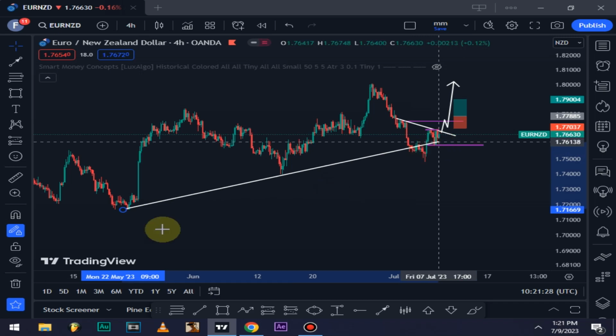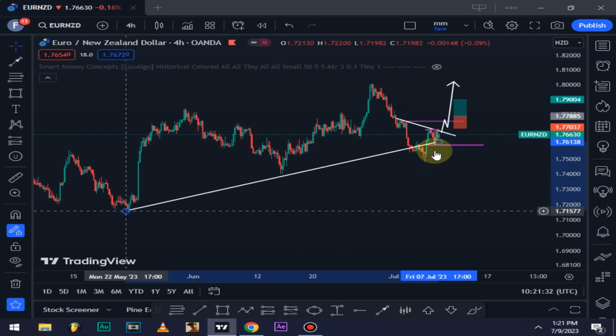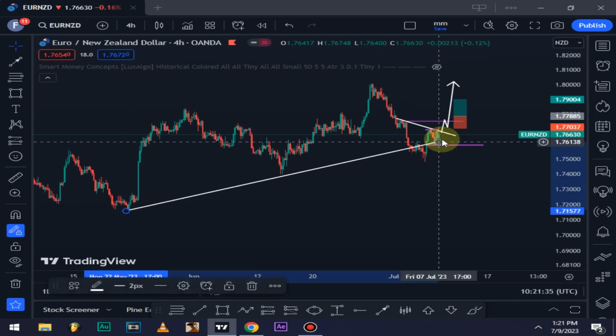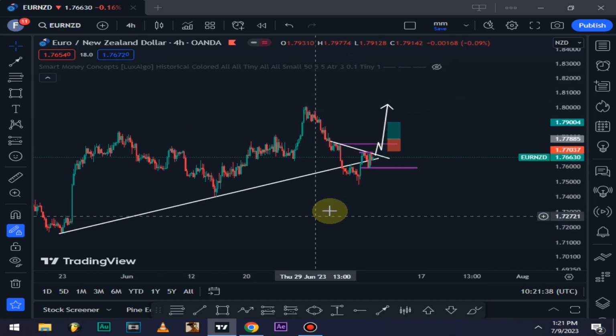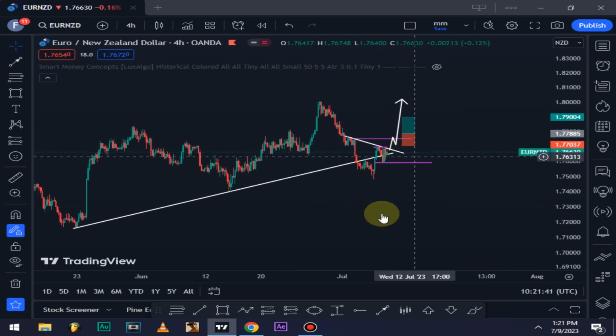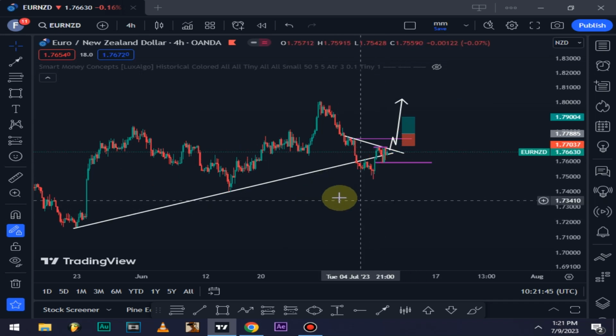Let that pass over there. Okay, just want the trend line to touch each and every one of those joints. So this is what's up. Okay, so for the Euro NZD, there is also a supply and demand zone.